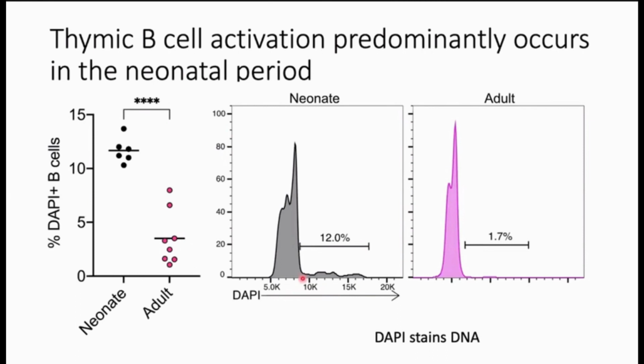This is what the DAPI stain looks like. So you have the predominant cells that are resting here that have a certain amount of DNA in them. When a cell divides, it's going to increase the amount of DNA up to double the amount. And that is what you're seeing here, cells that are undergoing DNA replication. Here in the adult, you can see there's hardly any of those cells replicating, and this is quantitated here across multiple mice, where there's almost a twofold increase in the amount of cells that are replicating.